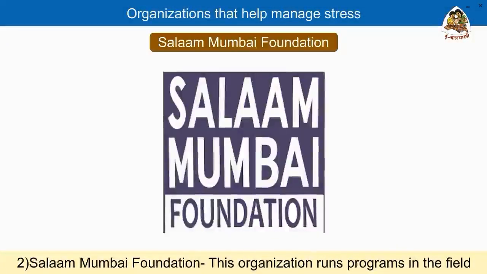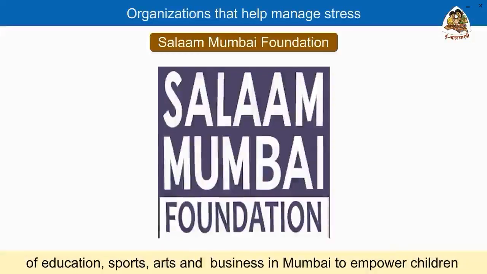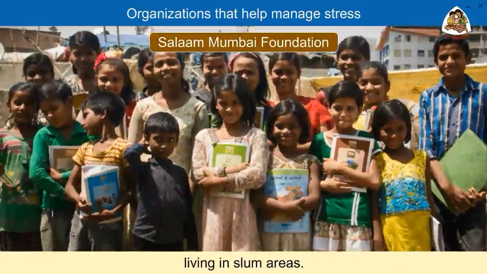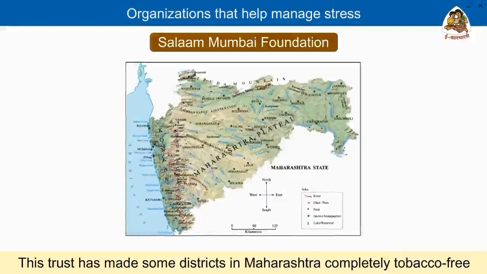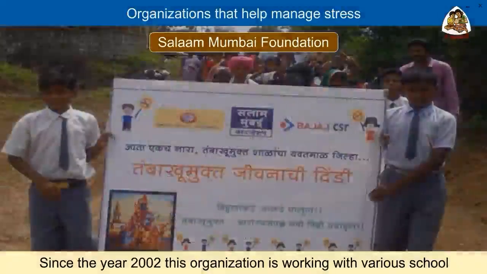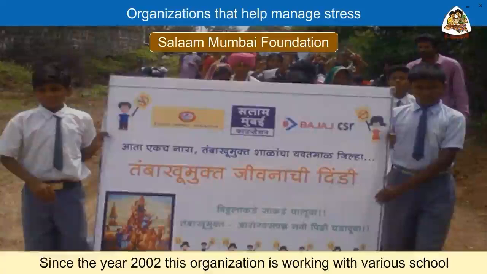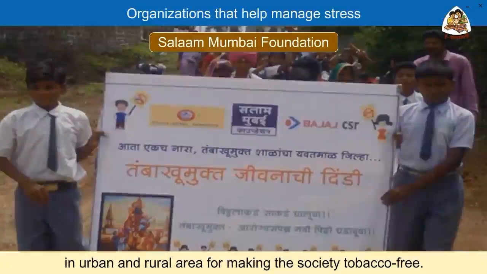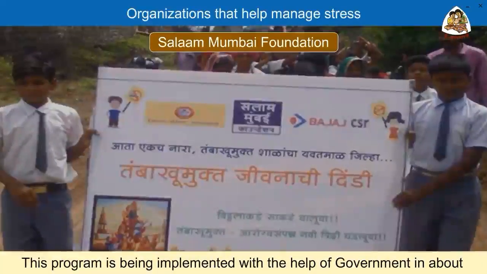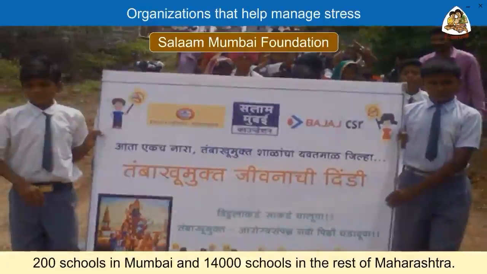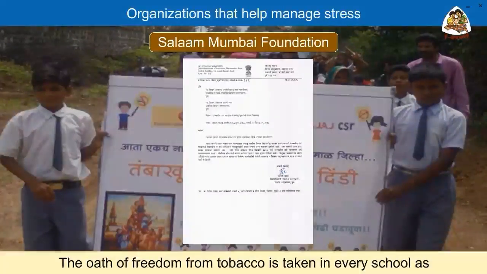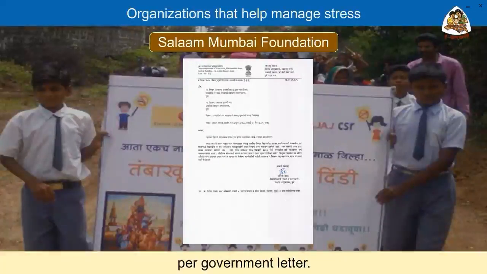Salam Mumbai Foundation. This organization runs programs in the field of education, sports, arts, and business in Mumbai to empower children living in slum areas. This trust has made some districts in Maharashtra completely tobacco free through their hard work. Since the year 2002, this organization is working with various schools in urban and rural areas for making the society tobacco free. This program is being implemented with the help of government in about 200 schools in Mumbai and 14,000 schools in the rest of Maharashtra. The oath of freedom from tobacco is taken in every school as per government letter.